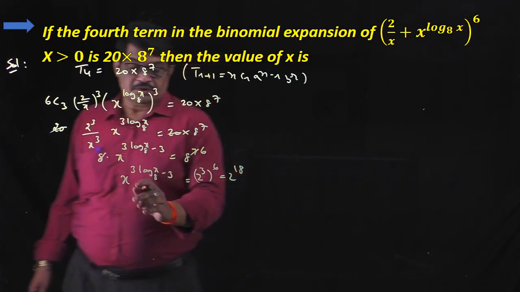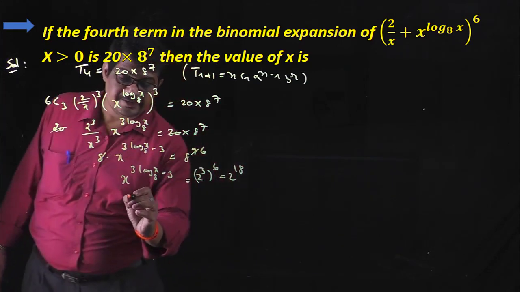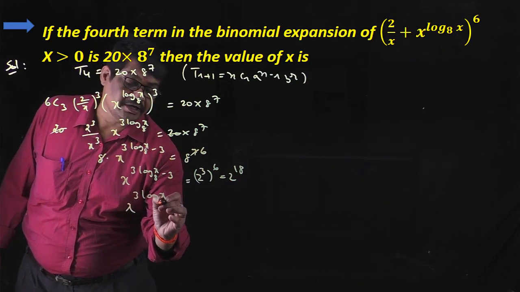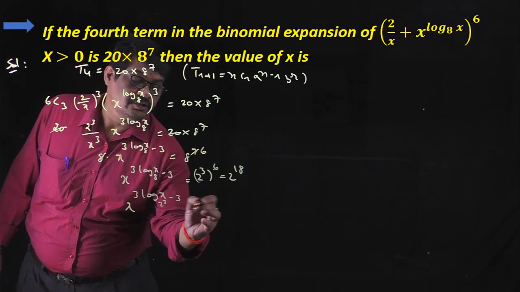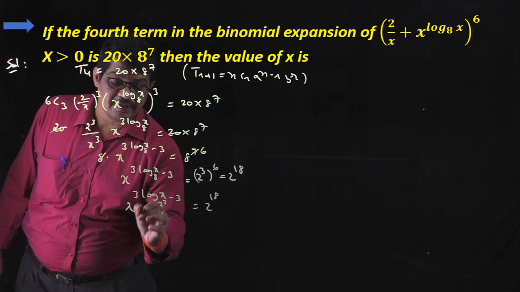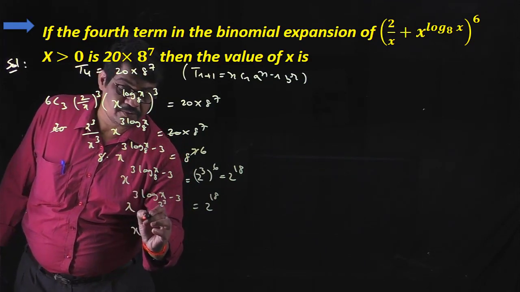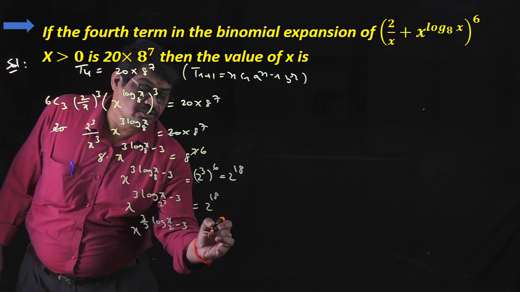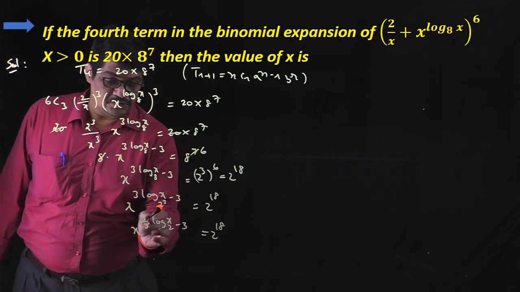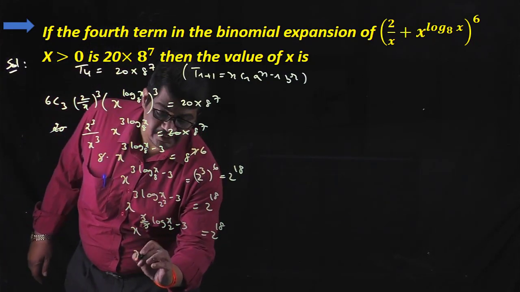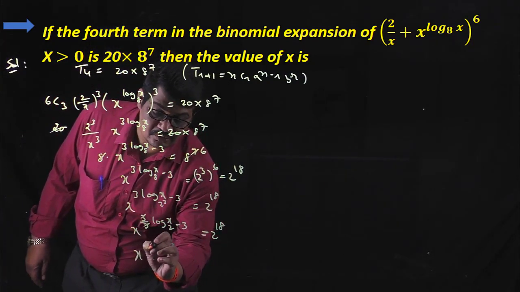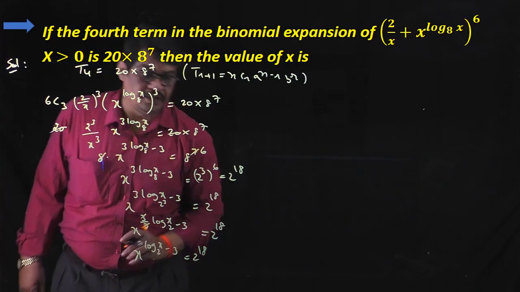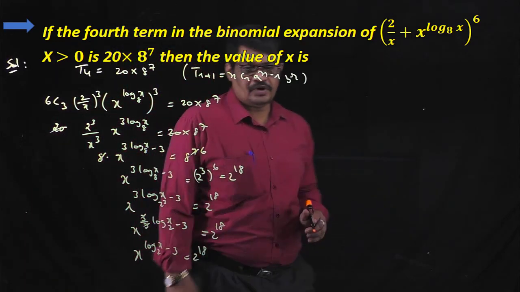Now we write x power 3 log x, where 8 can be written as 2 cubed, that is 2 power 18. This 3 becomes the quotient, so x power 3 by 3 log x to the base 2, minus 3, is equal to 2 power 18. So this 3 will be cancelled. Then we get x to the power of log x to the base 2 minus 3 is equal to 2 to the power of 18.